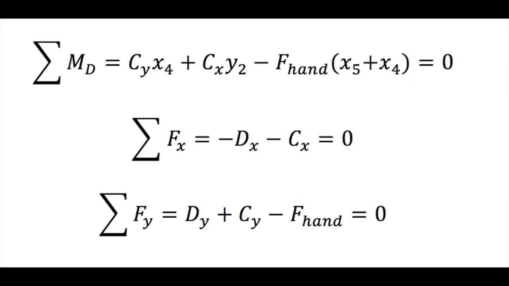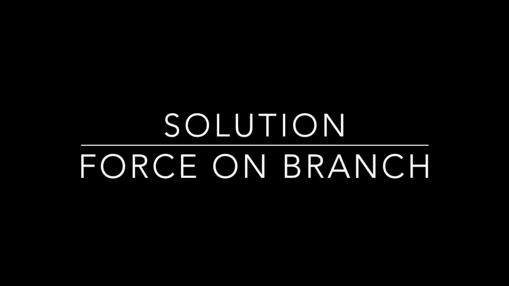Next, we'll do a moment balance about point D and a force balance on the top handle. This gives us our last 3 equilibrium equations. We now have a system of 6 equations and 6 unknowns, allowing us to solve for F cut in terms of F hand. And that's it!